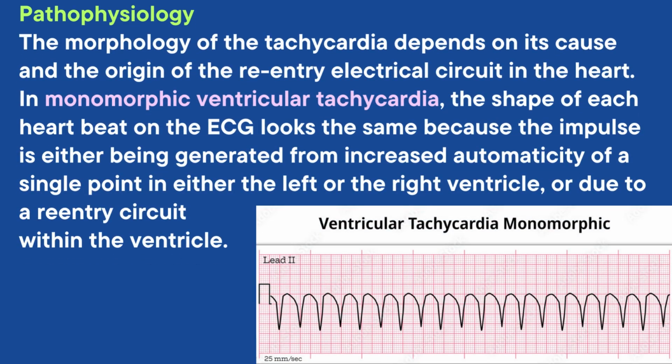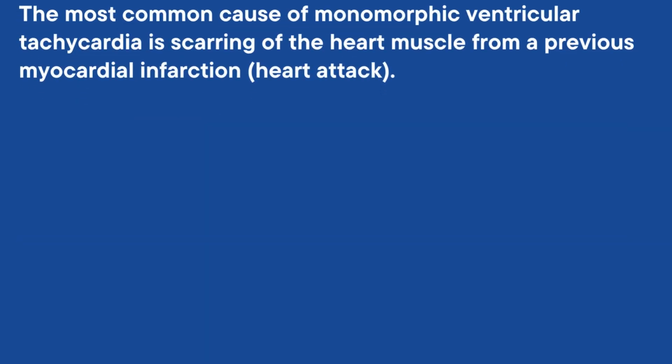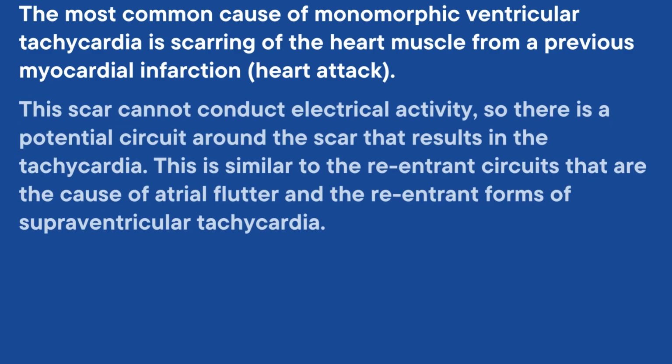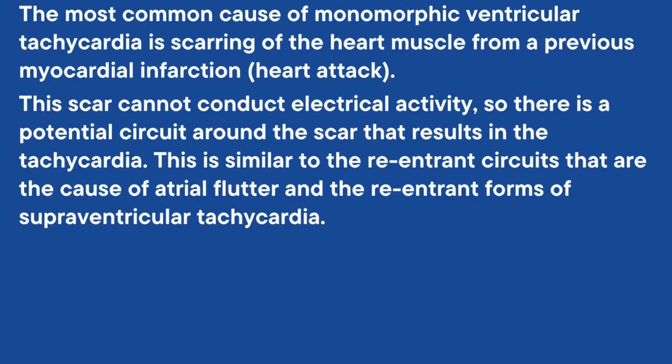Next is pathophysiology. The morphology of the tachycardia depends on its cause and the origin of the re-entry electrical circuit of the heart. In monomorphic ventricular tachycardia, the shape of each heartbeat on the ECG looks the same because the impulse is either being generated from increased automaticity of a single point in either the left or the right ventricle, or due to a re-entry circuit within the ventricles. The most common cause of monomorphic ventricular tachycardia is scarring of the heart muscle from a previous myocardial infarction. This scar cannot conduct electrical activity, so there is a potential circuit around the scar that results in the tachycardia. This is similar to the re-entrant circuits that are the cause of atrial flutter and the re-entrant forms of supraventricular tachycardia.